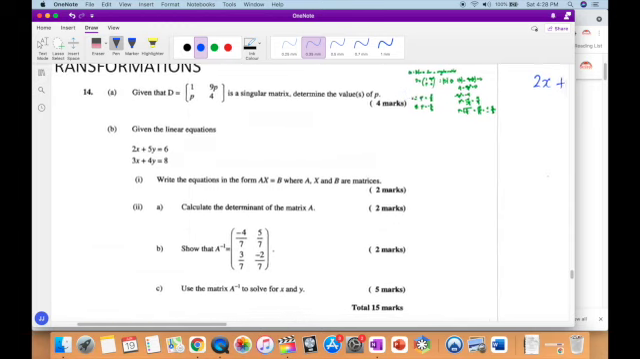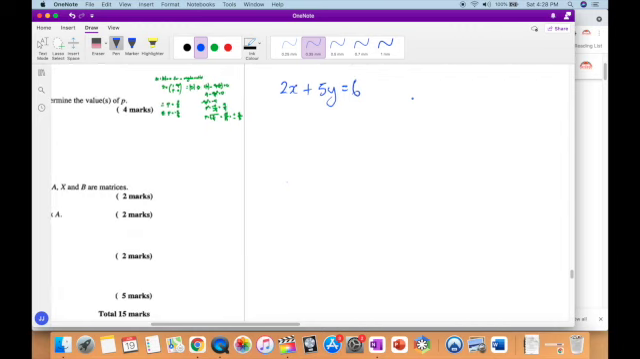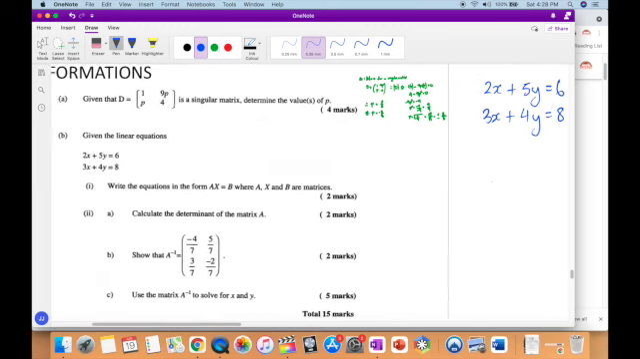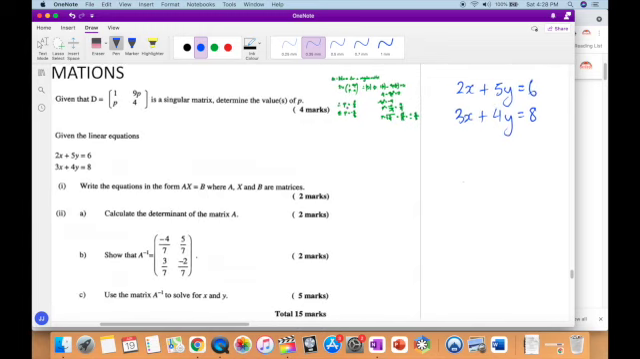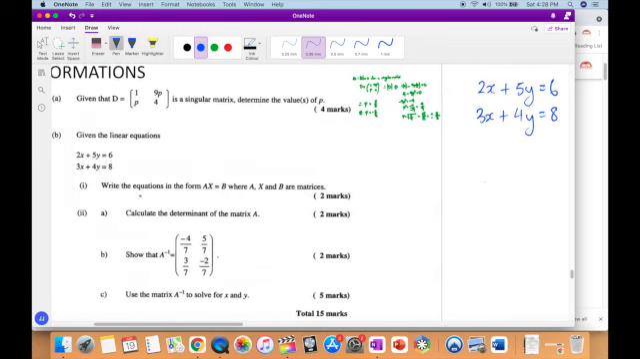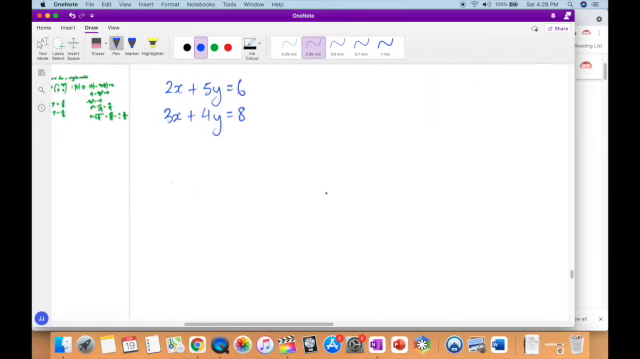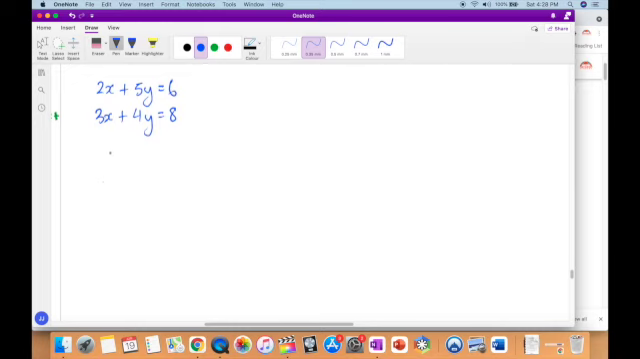And 3x plus 4y is equal to 8. 3x plus 4y is equal to 8. Am I making any mistakes there? Nope. Right. Now, they say, part 1, write the equations in the form ax equals b, where a, x, and b are matrices. I think we should all be able to know how to do that.